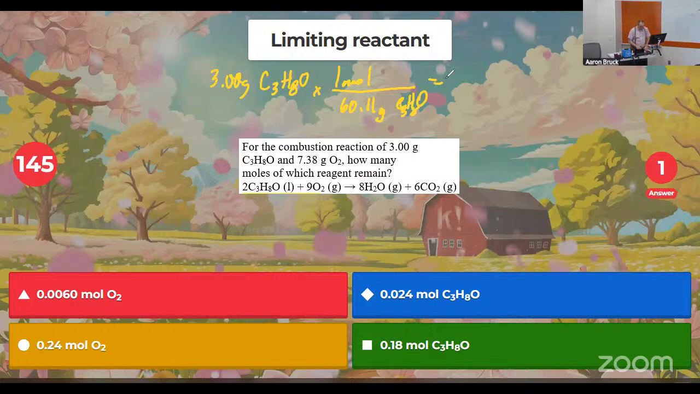So 3 divided by 60 is giving me 0.0499 moles. And so right away, off of that answer exclusively, I can eliminate green. The reason I can eliminate green is this is a reactant. So if that's how much I'm starting with, there is no way I can get more of it by the end of the reaction.